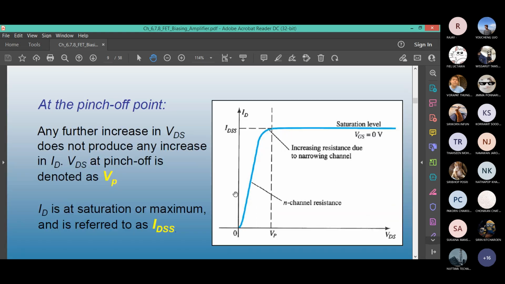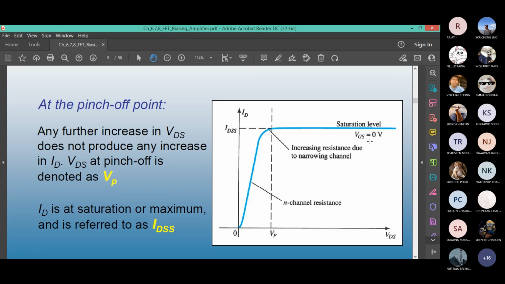What happens at pinch-off? You reach this point on the graph: ID becomes IDSS at the pinch-off voltage VP. We have dealt mostly with N-channel. For that type of JFET, the pinch-off voltage happens at a negative value. You see where VP happens when VGS equals 0 volt.